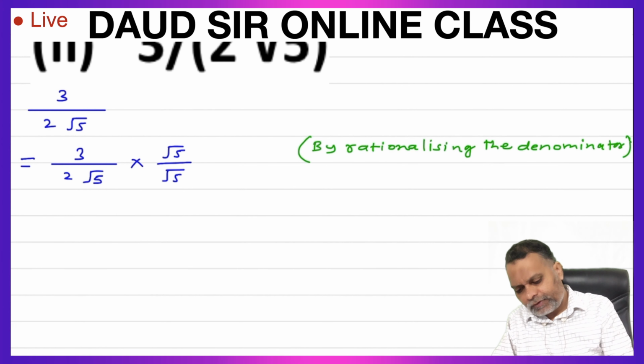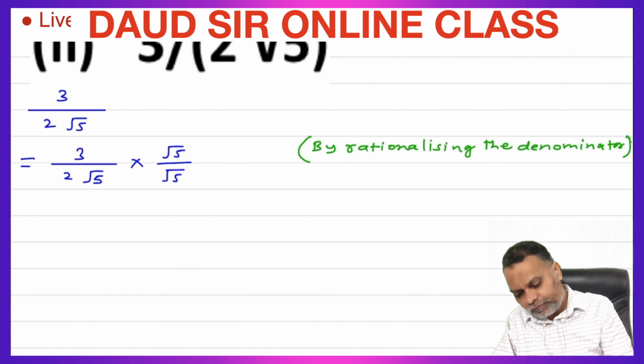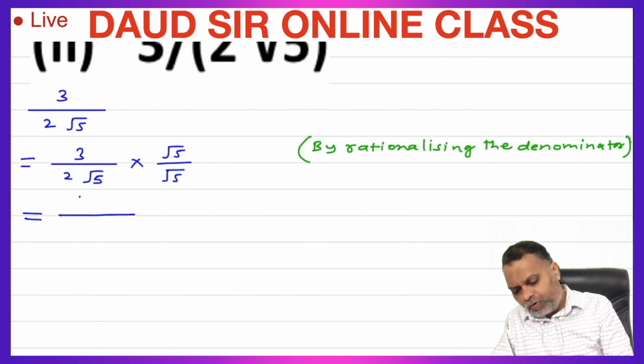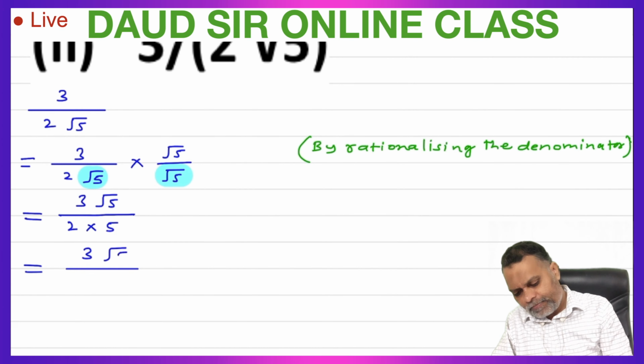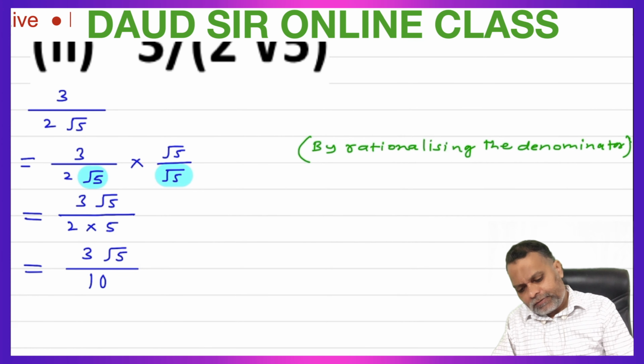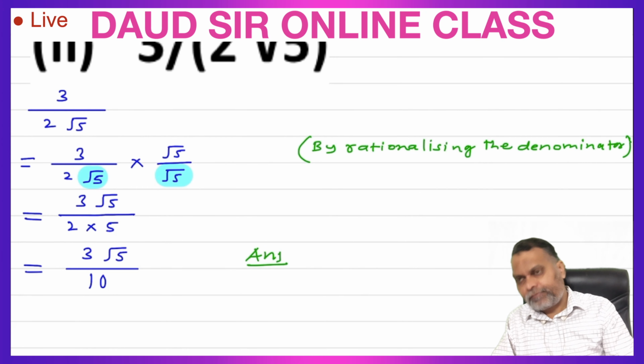Simplify this. Three root 5 in the numerator. In the denominator, 2 into root 5 into root 5, this will become 5 only, which is equal to 3 under root 5 upon 2 fives are 10. This is the answer.